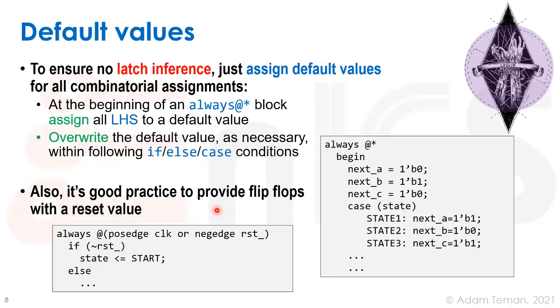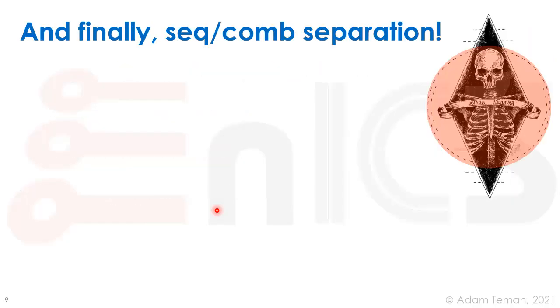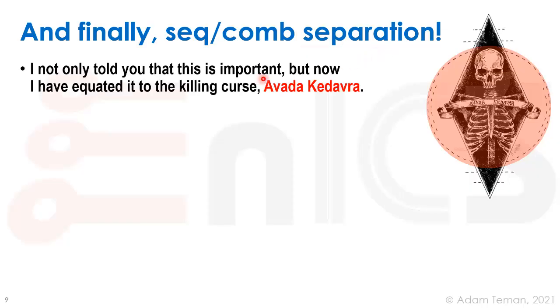So we've discussed our first two unforgivable rules, and our third unforgivable rule or curse is the Avada Kedavra curse, right? And this is sequential combinational separation. And this is important, and I've gotten to the point where this is the biggest problem with most new RTL designers. They cannot figure this thing out. So listen here now and don't do this. I equated it to the killing curse, Avada Kedavra.